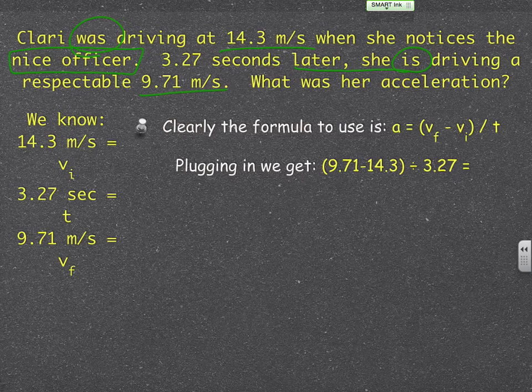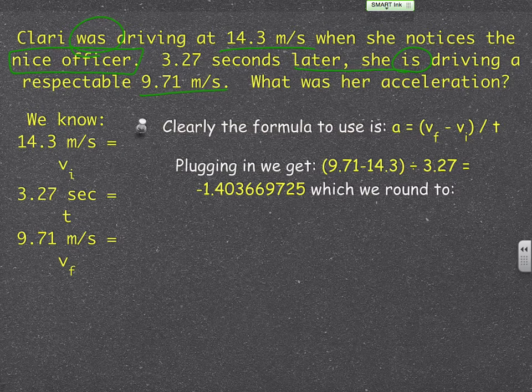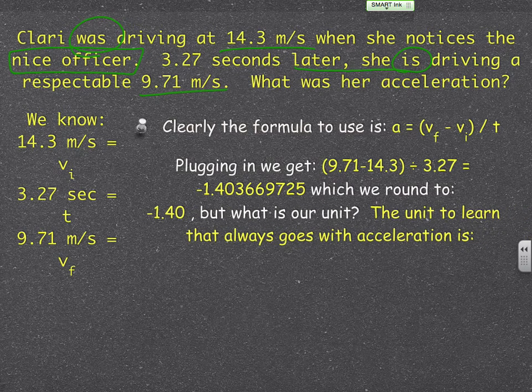So again, you want to shove that calculator in the face of someone near you. And if you didn't get it, you can correct yourself real quickly. But hopefully everybody at the table gets the same number, which in this case you should have gotten negative 1.4036699725, which we round to what? Negative 1. Well, again, how many sig figs were here? 3. And this had? So we got negative 1.40, but it's going to be 1.40 what?